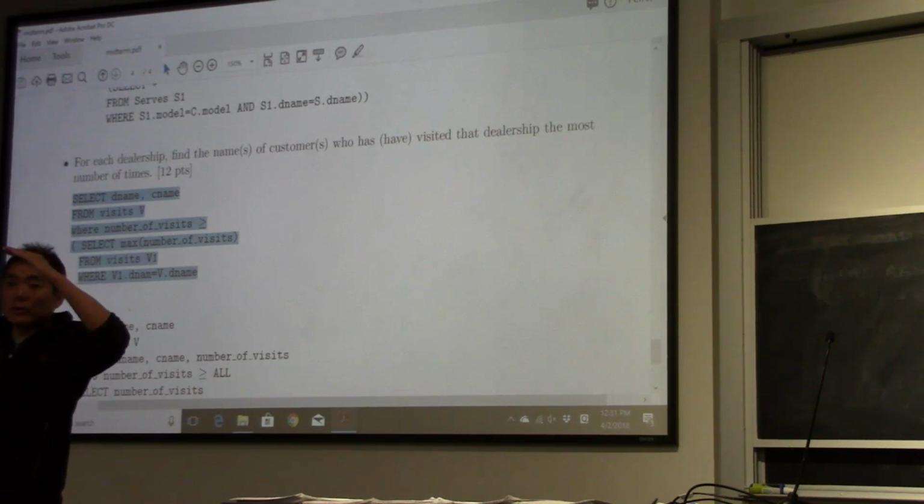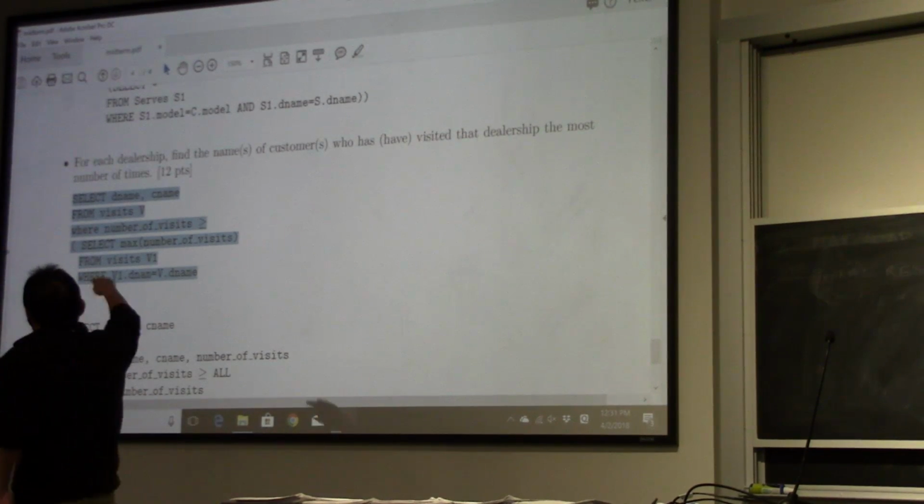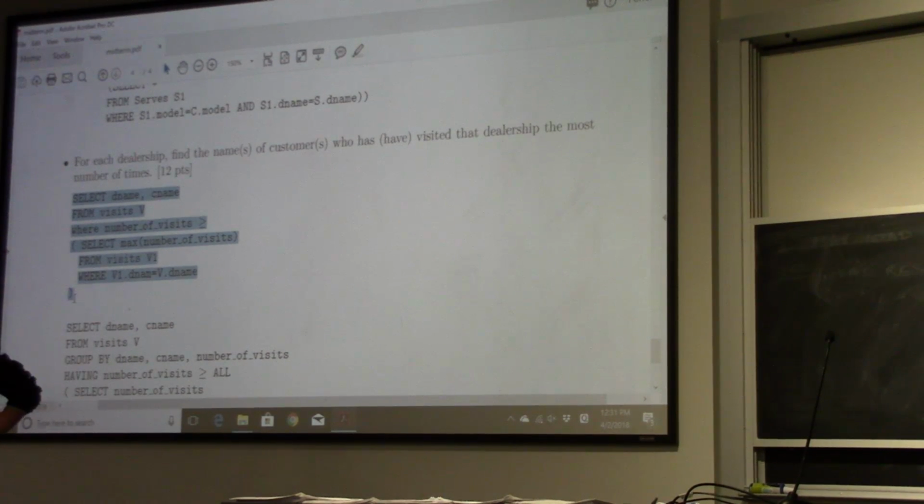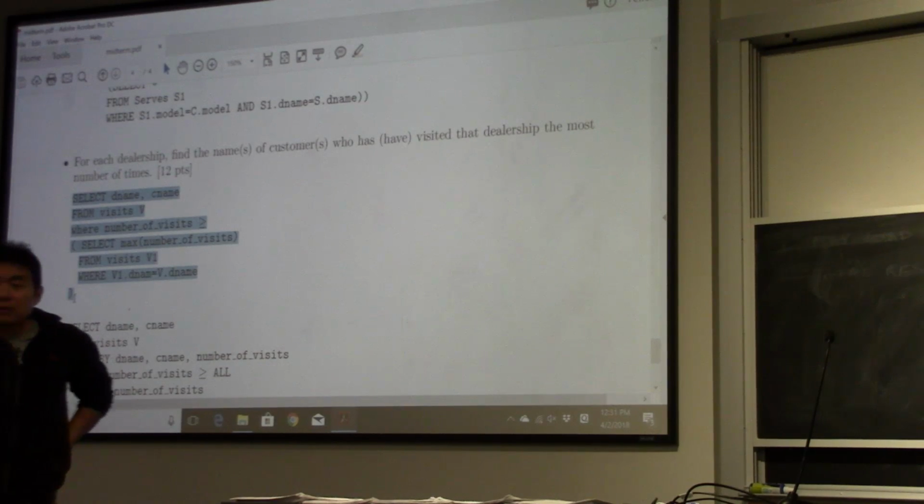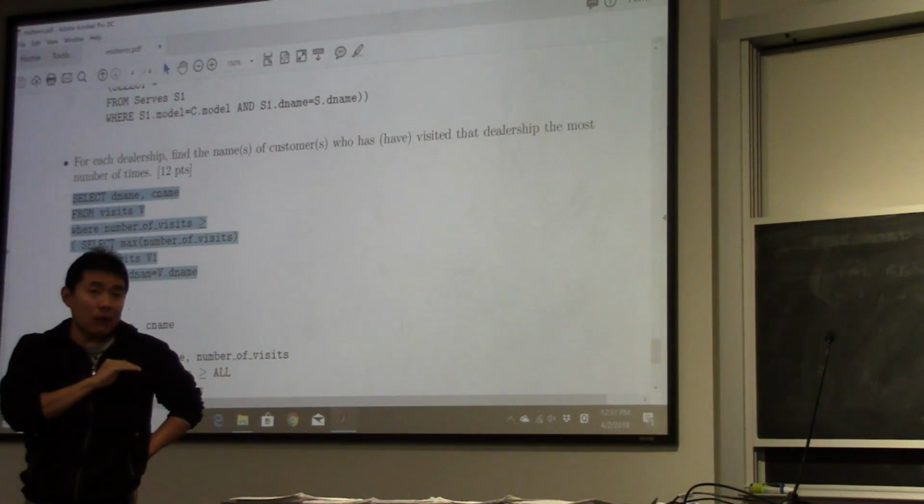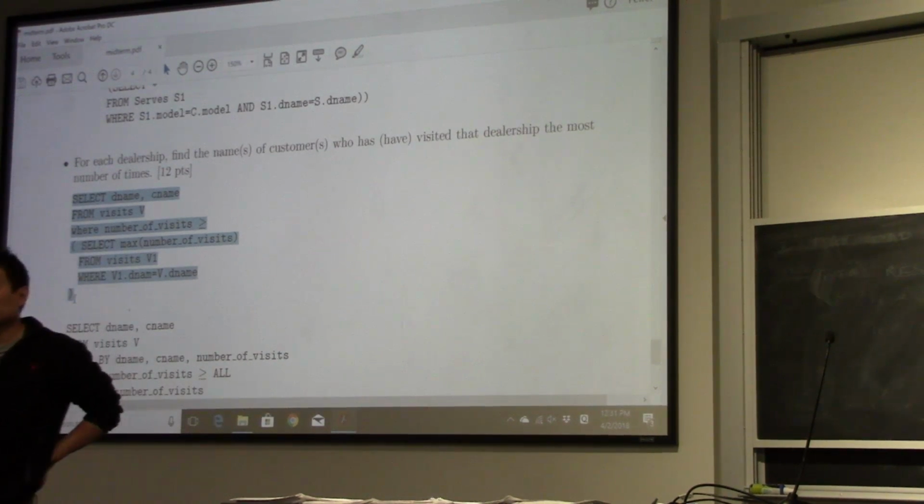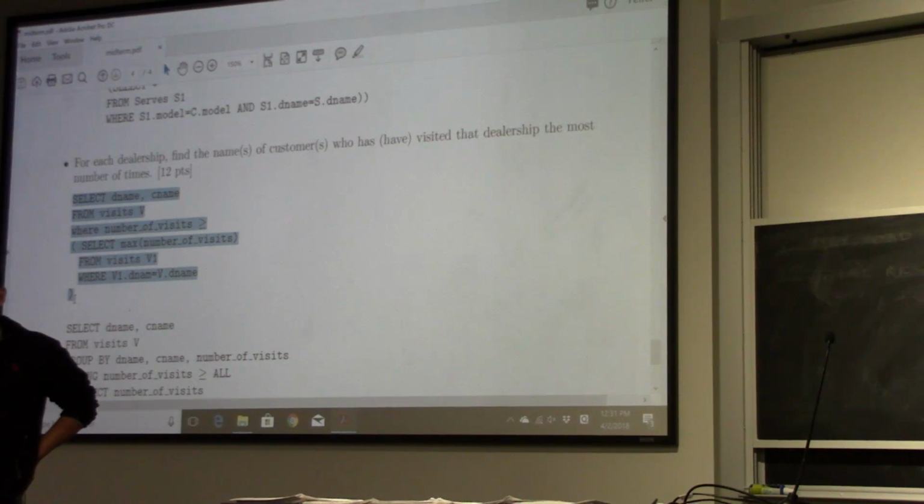You linear scan through, as I've said multiple times, the way you understand that is kind of like a for loop. For each visits record, check against this inner block, where the number of visits from the current visit record must be greater than all the visits to the same dealer. In that case, you must be the customer who has visited that dealer the most number of times. Then return customer name and D name. That's it.